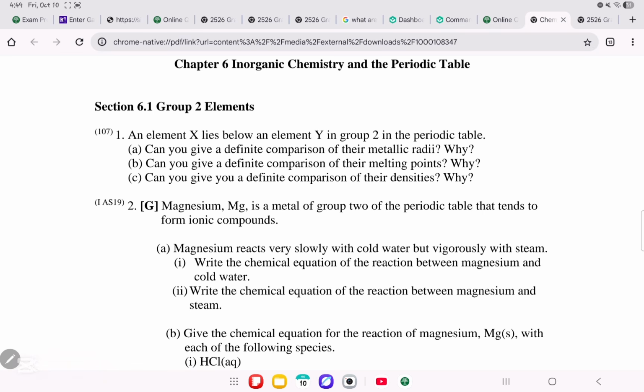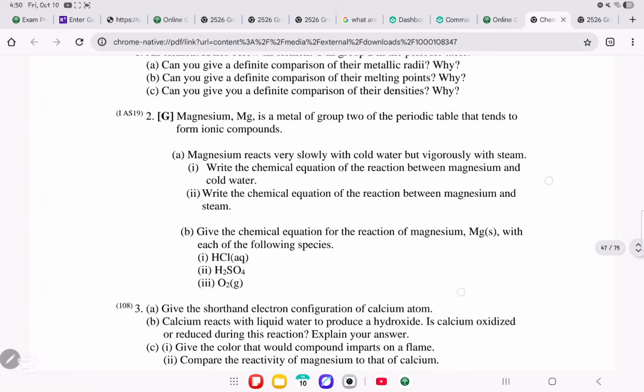Now, last but not least, can you give a definite comparison of their densities? No. Again, why? Because as we go from beryllium to calcium, it decreases. Then from calcium onwards, from calcium until barium, what happens? It increases instead. So this is why we cannot give a definite comparison of their densities. Alright, that's perfect. Now we move on to question number 2.